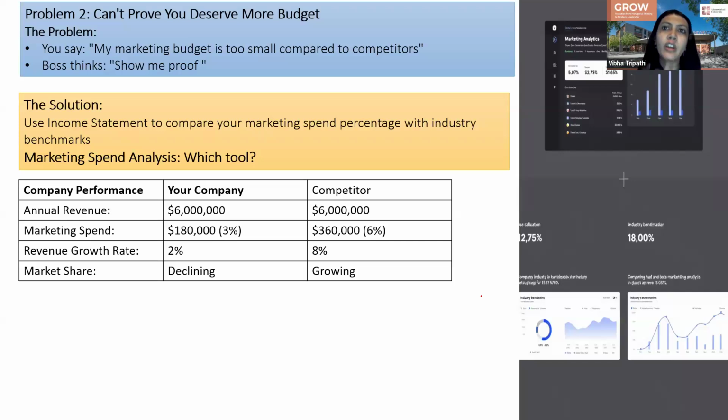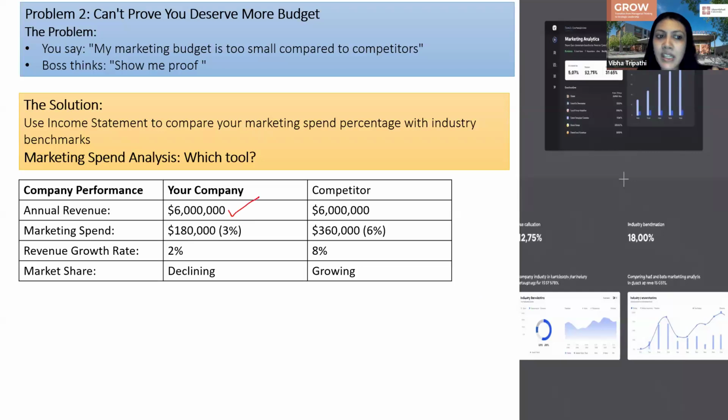When you will be able to talk in numbers, when you understand what is it that your company is spending in terms of marketing, in terms of selling expenses, vis-a-vis the sales that is happening. So which tool will you use it? I want everyone to concentrate here.